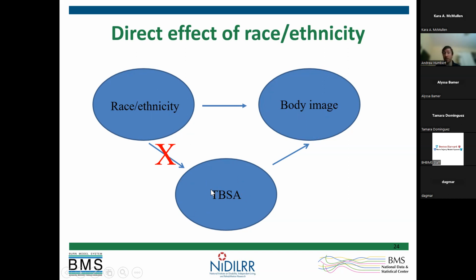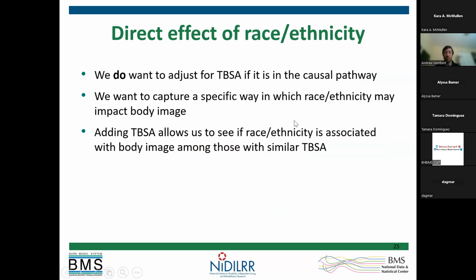So by including TBSA, we can effectively eliminate this causal pathway, and we're left with only an estimate of the actual pathway that we're interested in. So in this case, again, we would want to adjust for that burn surface area if it is in the causal pathway, because our question is asking about a very, very specific pathway. It's not just an overall pathway, it's a very specific pathway that we want to try to estimate.